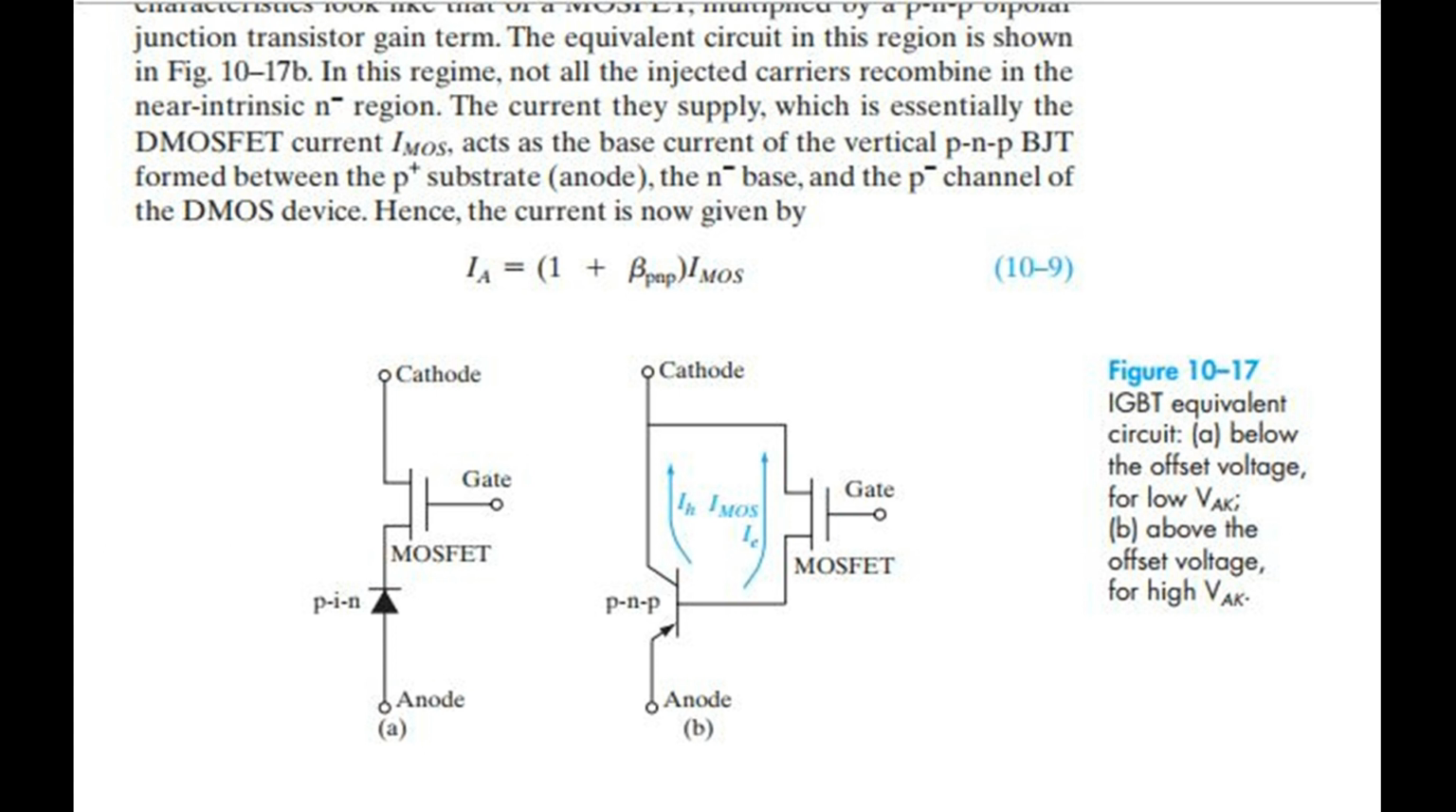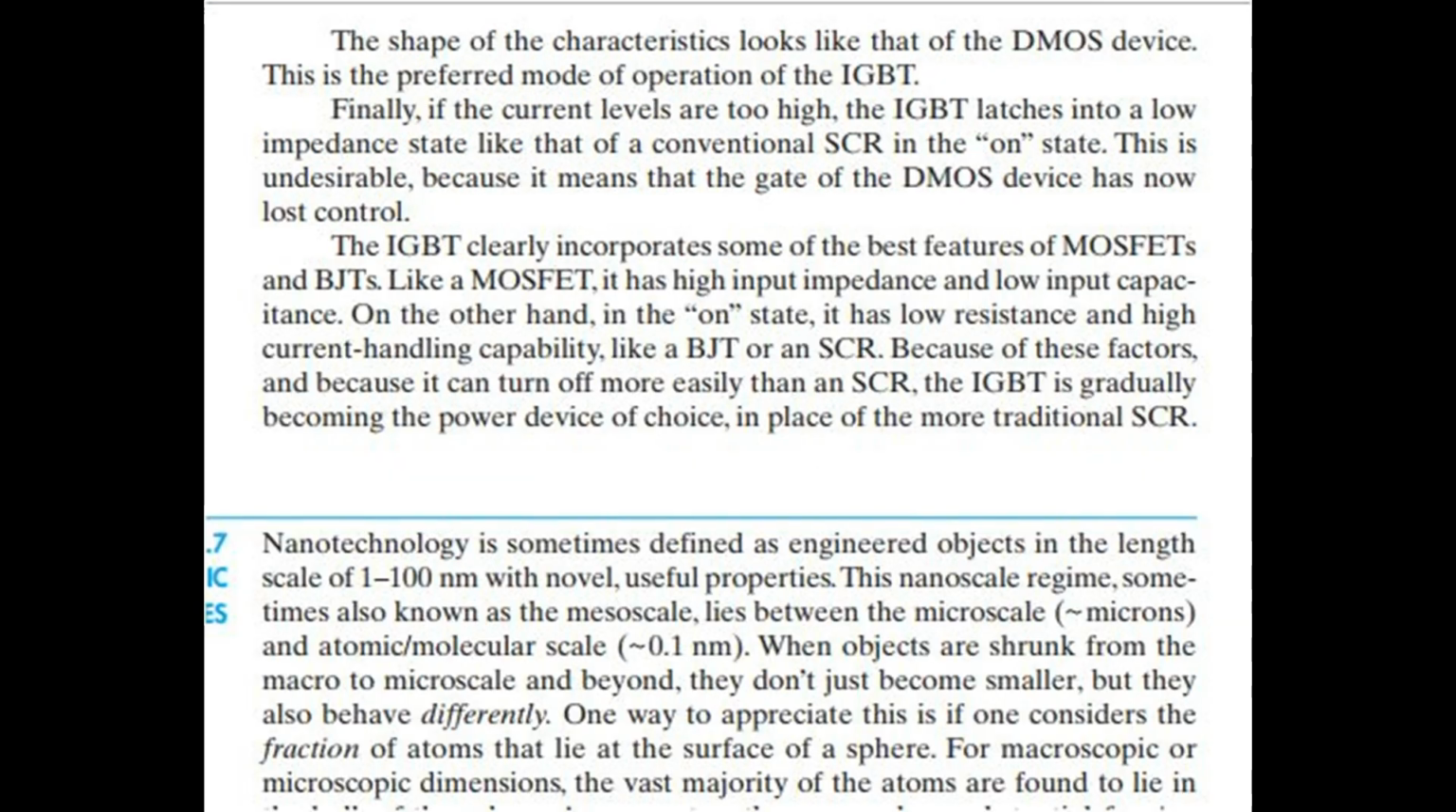Hence, the current is now given by Figure 1017: IGBT equivalent circuit, A, below the offset voltage, for low VAK, B, above the offset voltage, for high VAK. The shape of the characteristics looks like that of the double diffusion metal oxide semiconductor device. This is the preferred mode of operation of the IGBT. Finally, if the current levels are too high, the insulated gate bipolar transistor latches into a low impedance state like that of a conventional SCR in the on state.